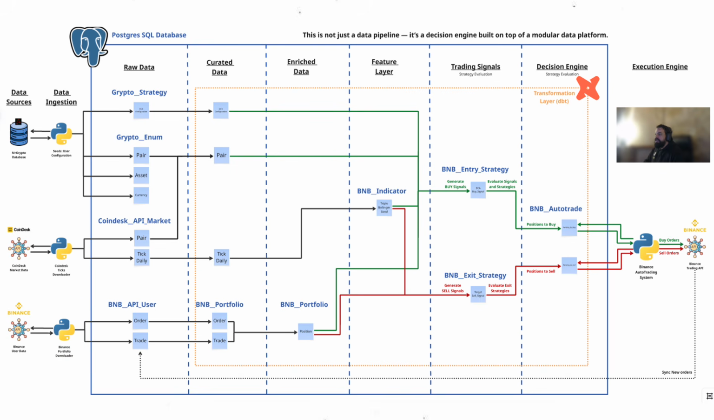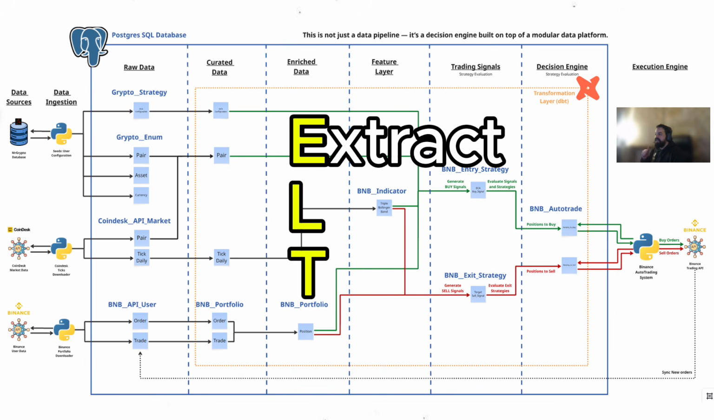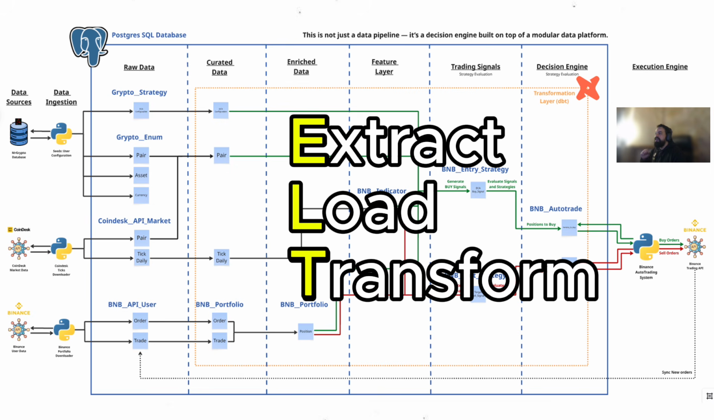The key principle in this layer is simplicity and reliability. We are not trying to transform or enrich the data yet, only to collect it as accurately as possible. This follows the ELT approach, where data is first extracted and loaded into the system before any transformation happens.